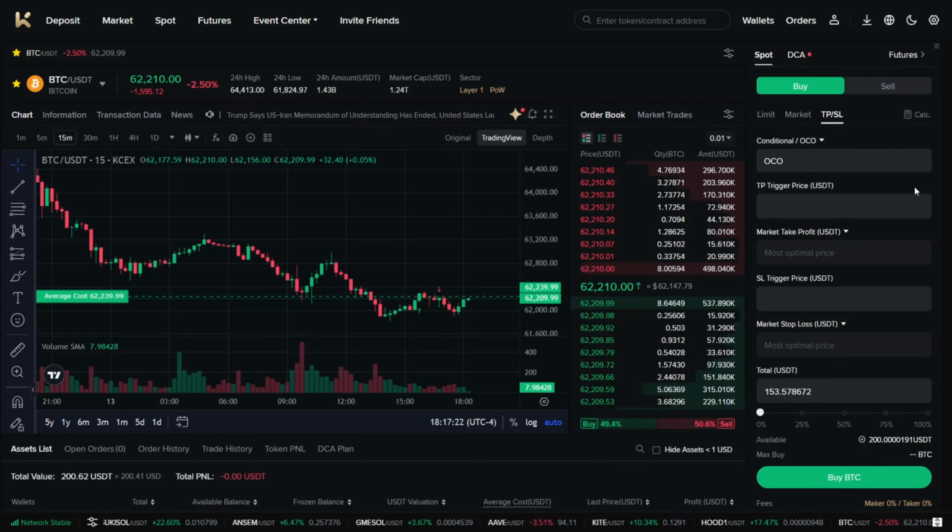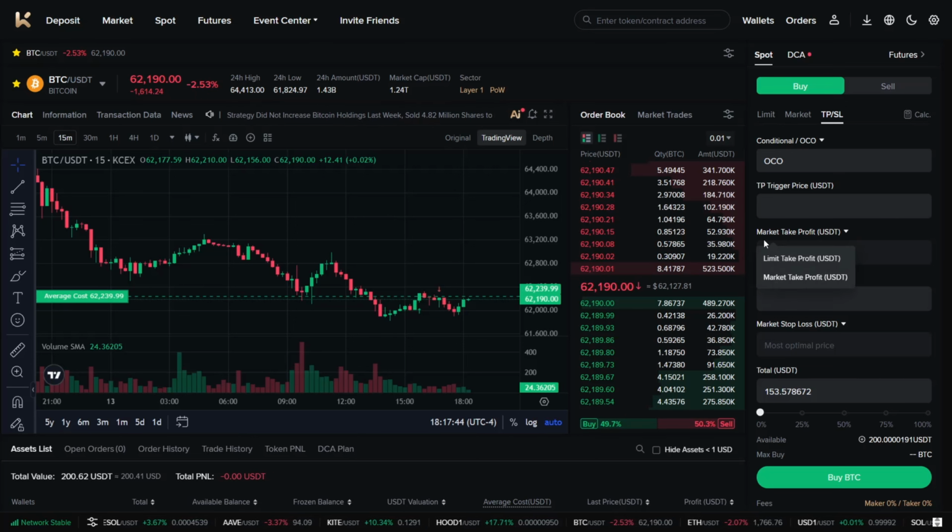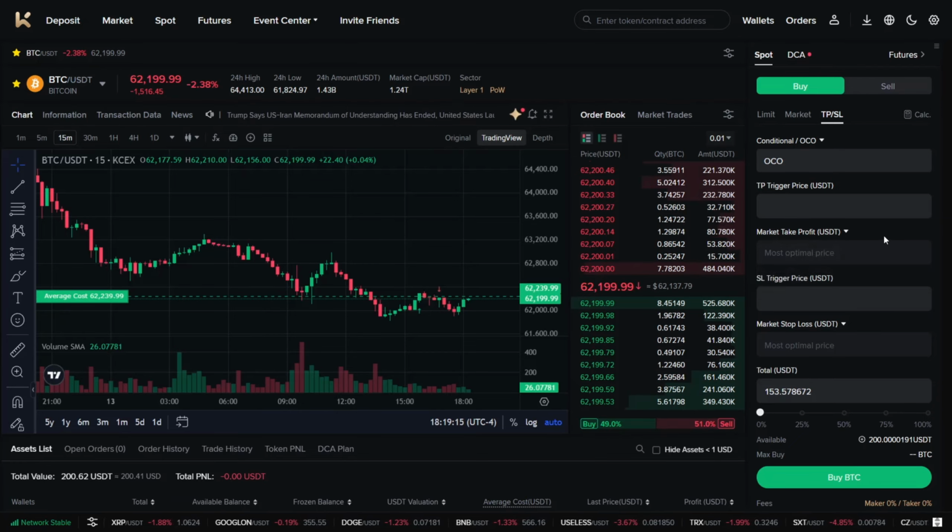The trigger price is the level that activates the order. We then can see there's a little arrow beside market take profit. It lets you choose between a market and a limit order. Using a limit order for your take profit and stop loss gives you price control, but it may not fill during a fast market move. But if you use a market order, it focuses on the execution. So I would use market execution for both your take profit and stop loss orders.